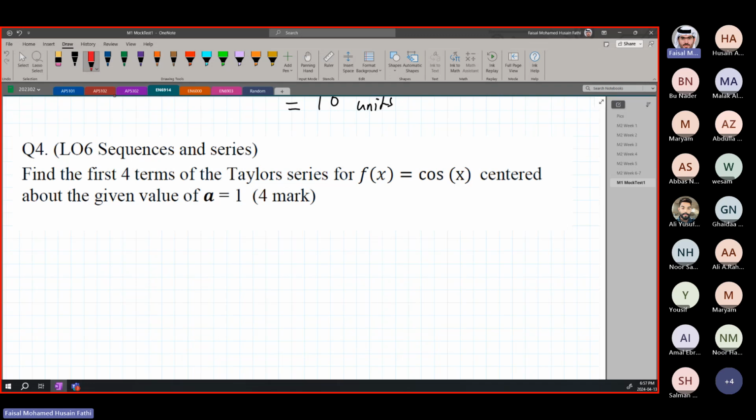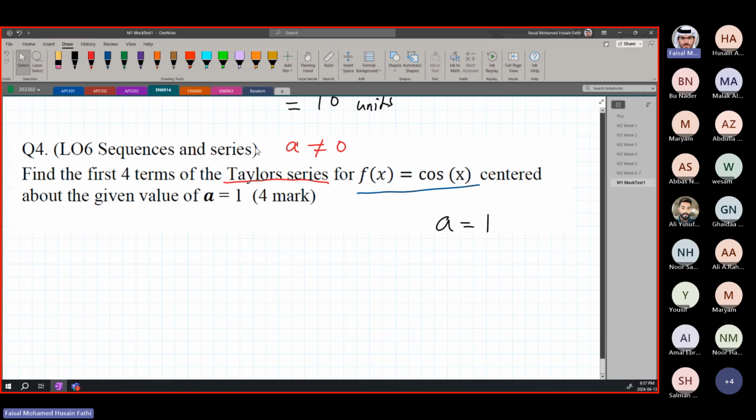So we know that it's Taylor, so we know we have to have an a value. So a is not equal to 0. Okay. For f of x is equal to cosine x. So we have our function. Our function is f of x is equal to cosine of x. All right. This is our function, centered at a given value of a is equal to 1. So we know that a is equal to 1. Okay? Very easy, very straightforward.